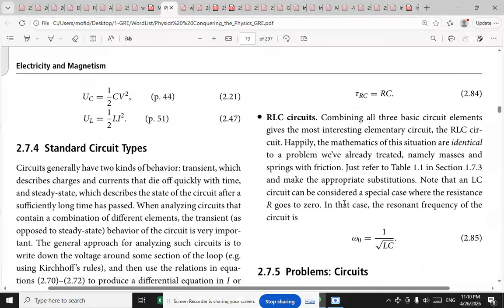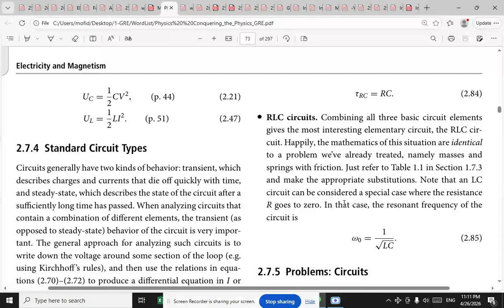Now I'm going to go through the RLC circuits. Combining all three basic circuit elements gives the most interesting elementary circuit, the RLC circuit. Happily, the mathematics of this situation are identical to the problem we have already treated, namely masses and springs with friction. Just refer to table 1.1, section 1.7.3 and make the appropriate substitutions.